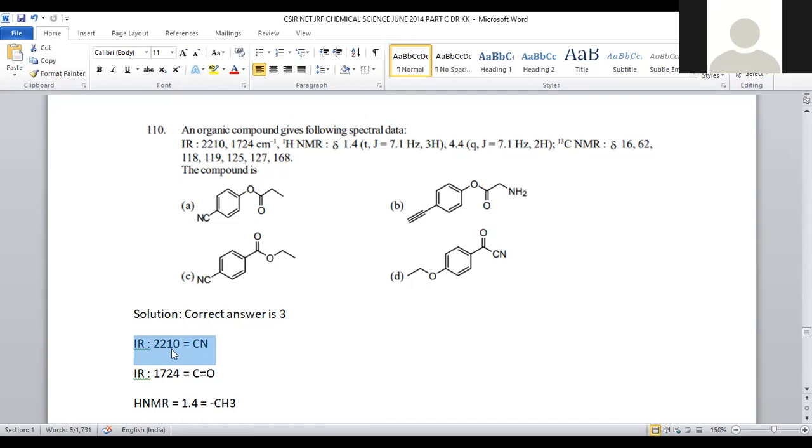And a nitrile will give 2210, right? So here is the system with the CH2, CH3 and a cyano group. This is the exact answer. Compound number C will be the correct answer for question number 110.